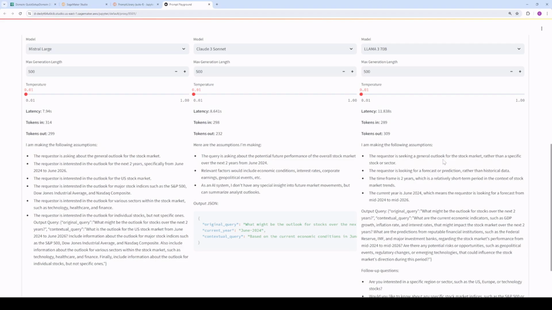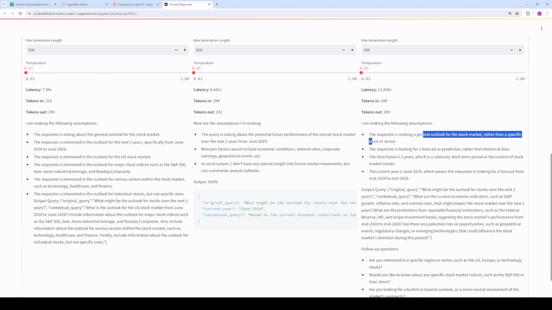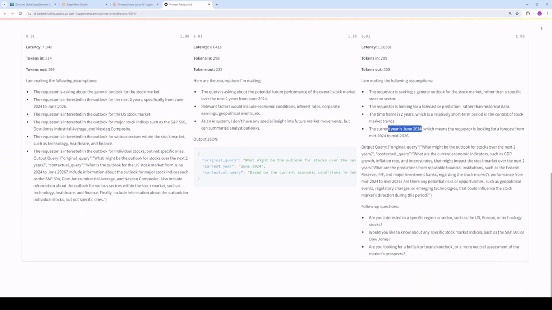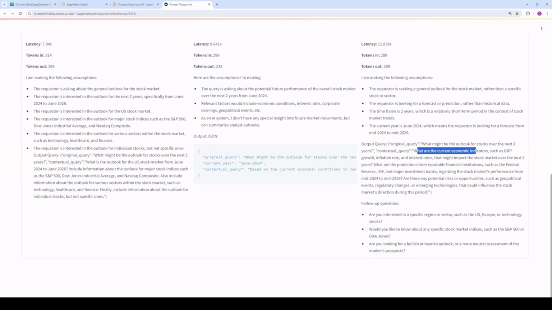And then you have Llama as well. So general outlook of stock market, forecast predictions rather than historical data, time frame 2 years, really short-term period. Current year 2024, looking for mid 2024 to mid 2026. What are the current economic indicators such as GDP growth, inflation, right? So similar to what we had there, that might impact the market over the next 2 years. What predictions from reputable financial institutions, Federal Reserve, IMF, major investment banks regarding performance? Are there any potential risks or opportunities such as geopolitical events, et cetera, et cetera?